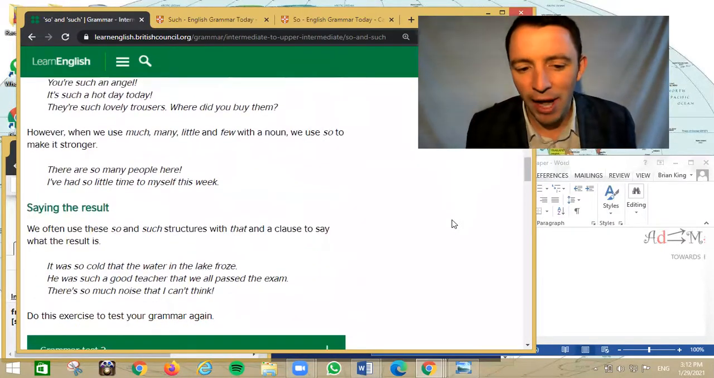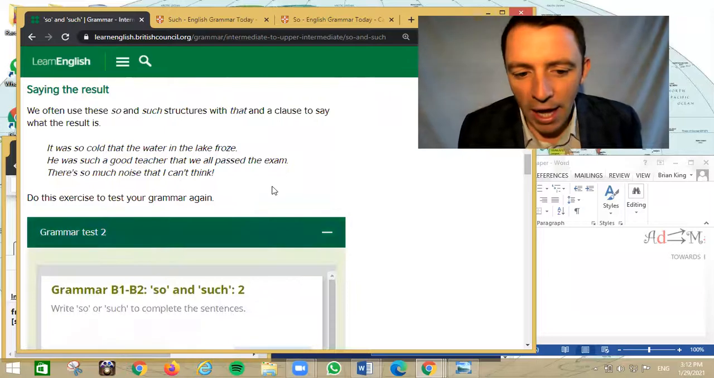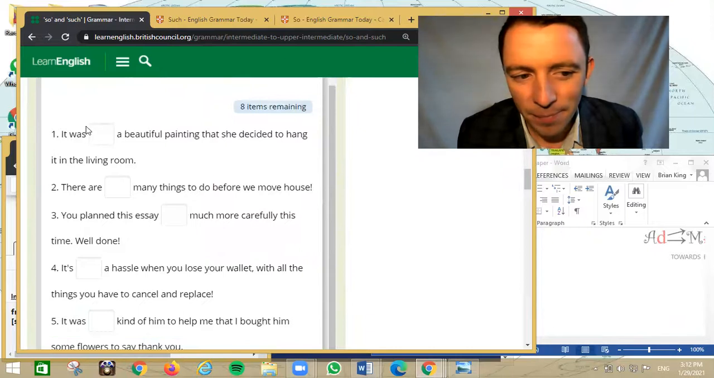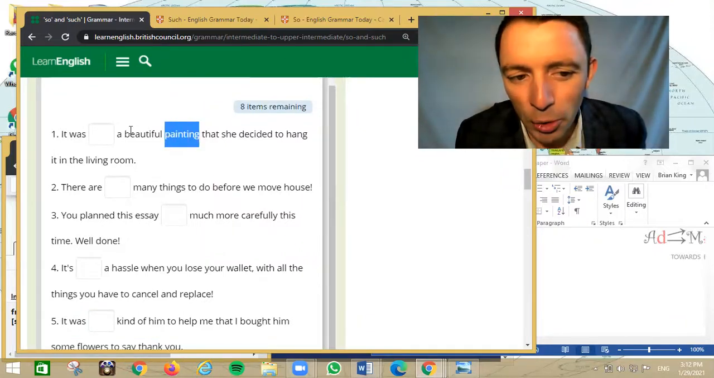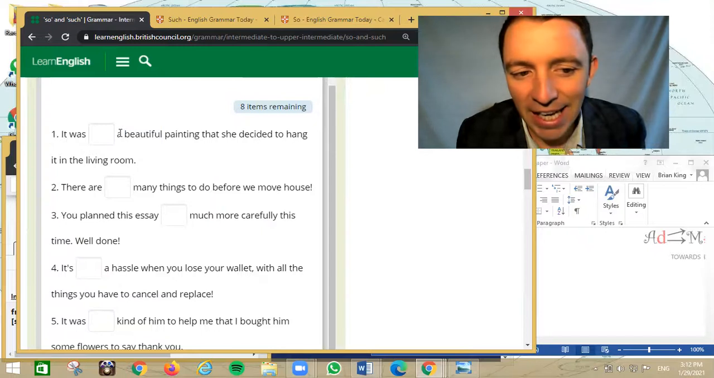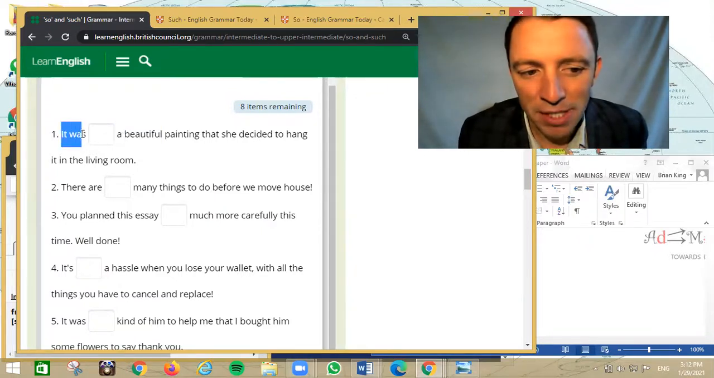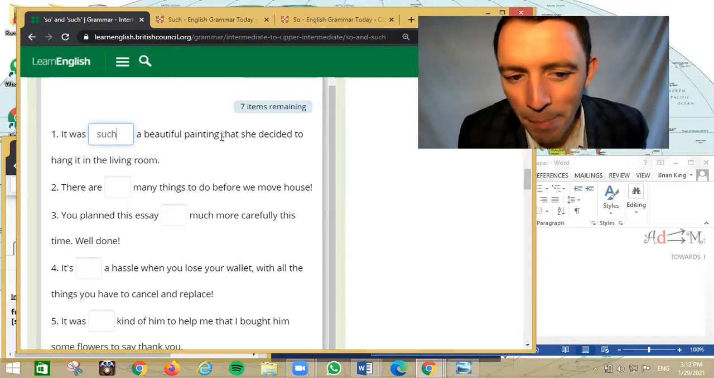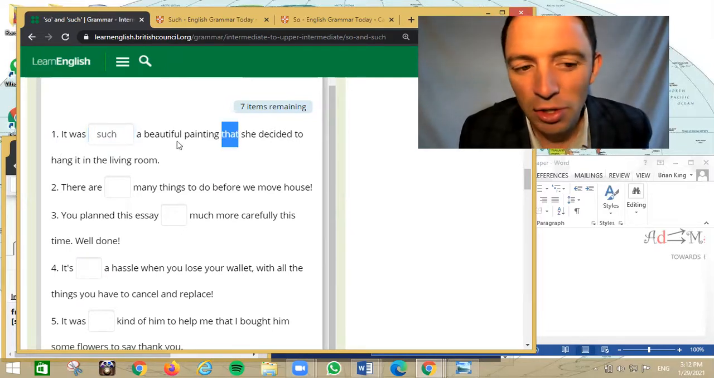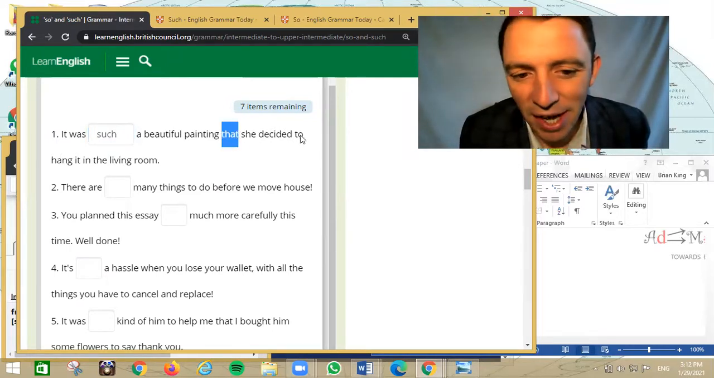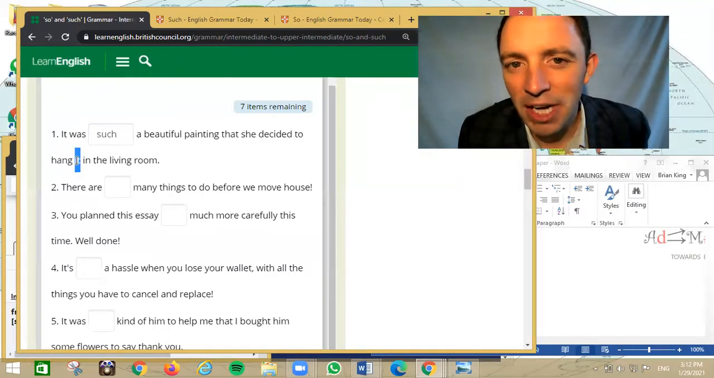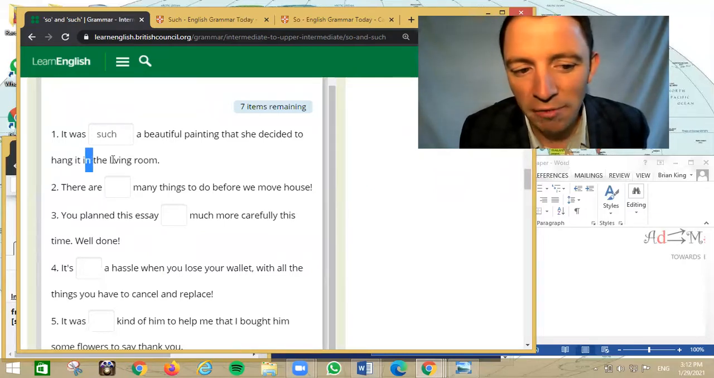So the next one is grammar exercise 2. And again, more or less the same structure. So painting is the substantivo, beautiful is the adjective, a is the indefinite article, and the verb is was, to be, it was, and for this reason, substantivo, it's necessary such. But remember, that is the consequence. So it was such a beautiful painting that she decided to hang, colgar, it, substitute representation for the painting, in preposition for the living room.